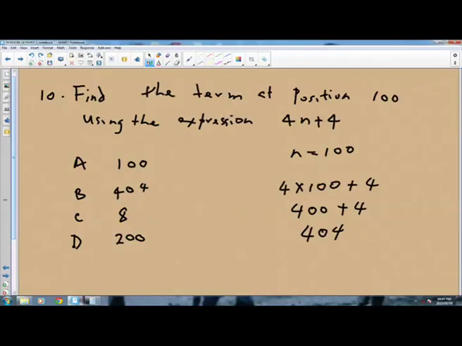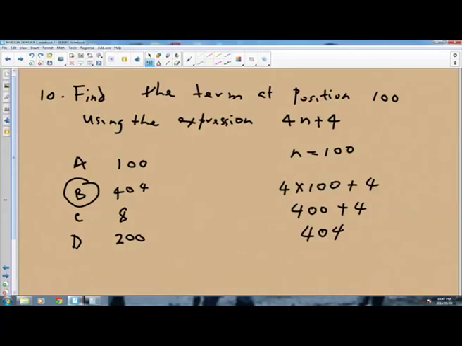We'll have to check from the alternatives. Do we have 404 in our alternatives? A is 100, that's not the correct answer. C 8, D 200. And we can see that the correct answer is represented at B. So we will circle B. This is the correct answer to this question. All that we need to do is to substitute for n, and our n in this case is 100. So it will be 4 times 100 plus 4, giving us 404.